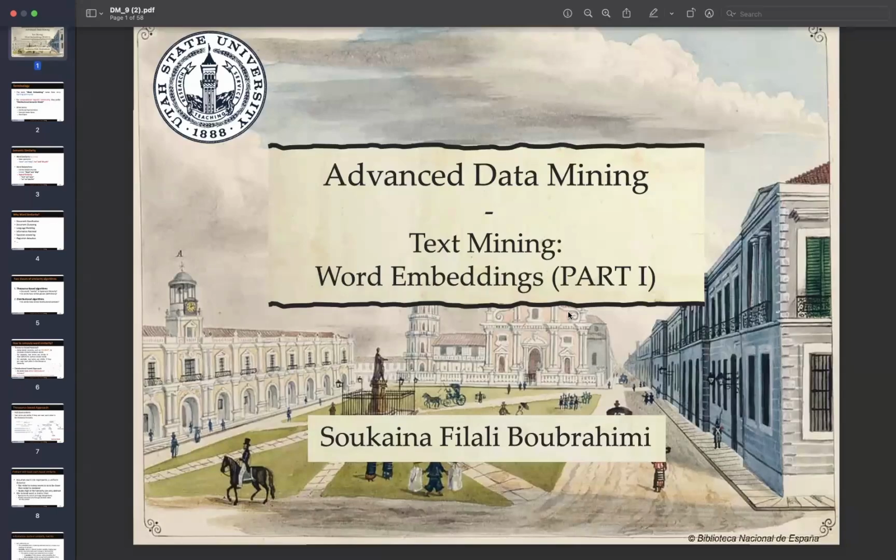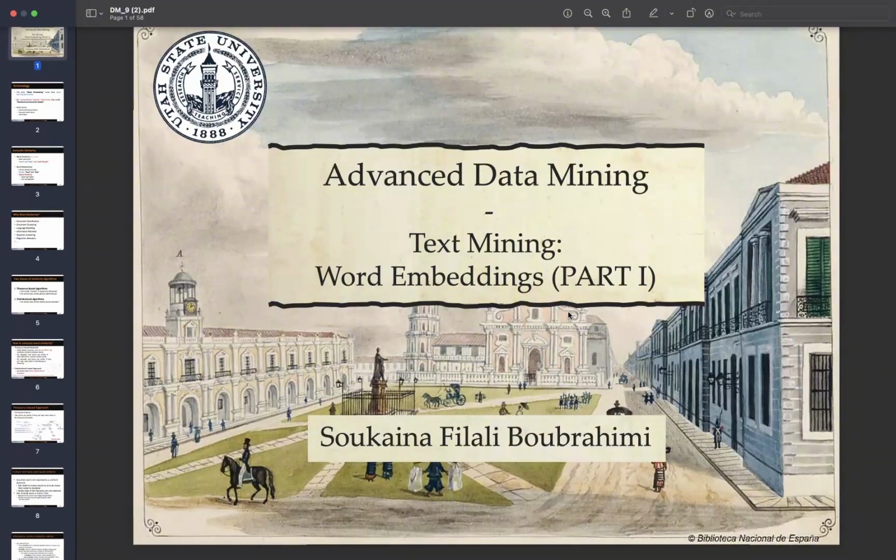All right, so welcome back to the online portion of the course. Today we're going to talk about text data mining and more specifically on word embeddings. Because if you know how to encode those words into a vector, just like for the case of graph data modality, we should be able to do a lot of data mining tasks on the text.